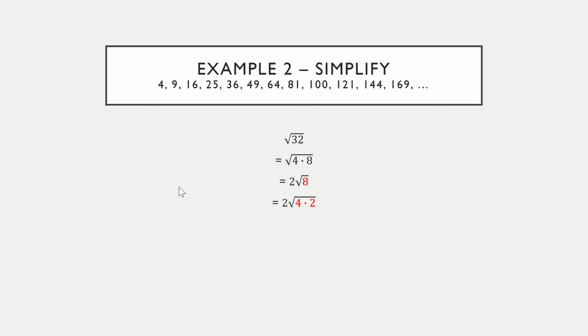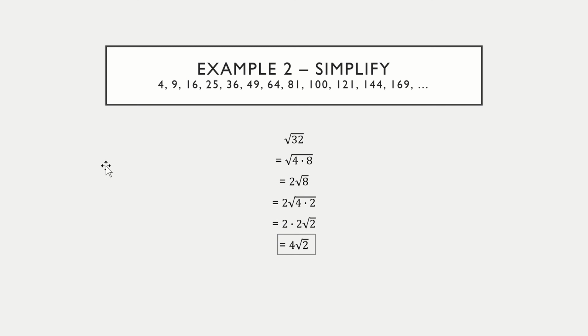We can change 8 to 4 times 2. And then we take the square root of this 4 right here, that red 4, to get 2, and we put it outside the radical there. Then we're going to multiply these two numbers. We have 2 times 2, which gives us 4. So the solution would be 4 root 2. Okay, so that's going to be our solution.